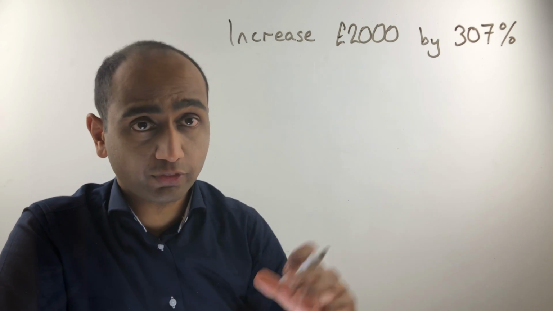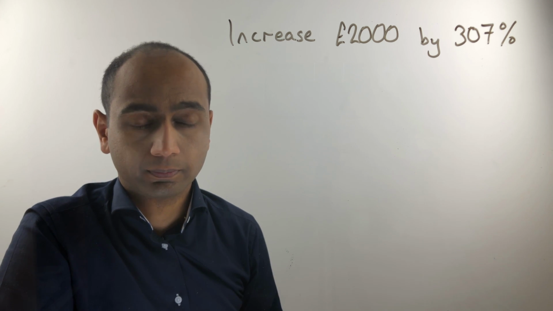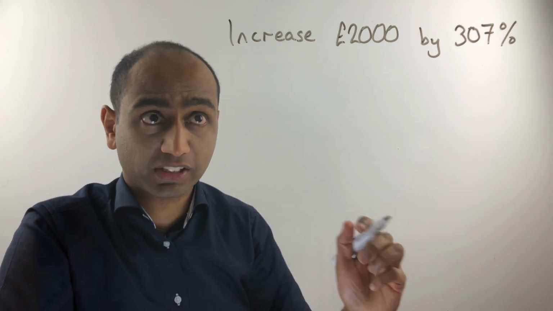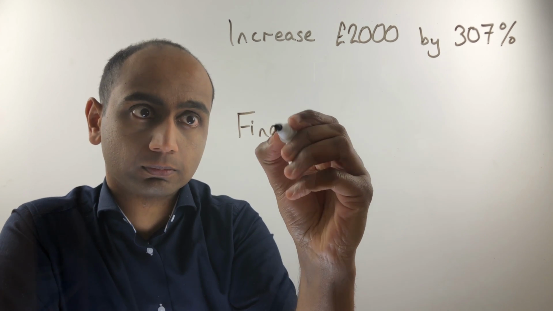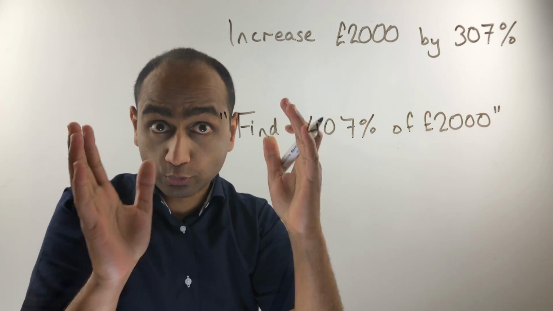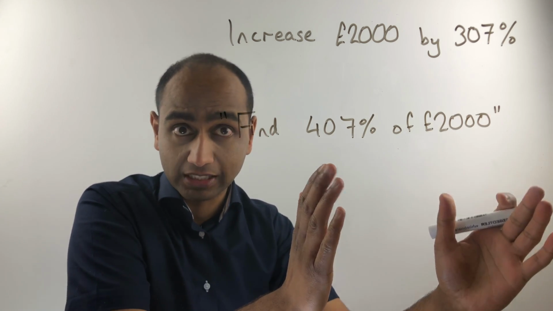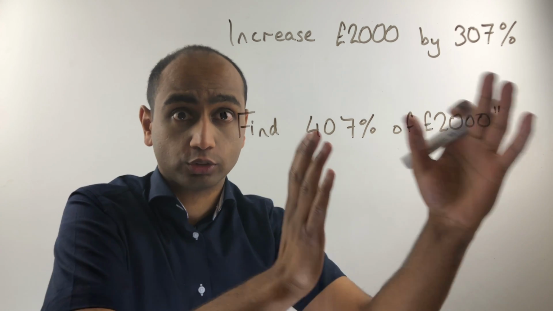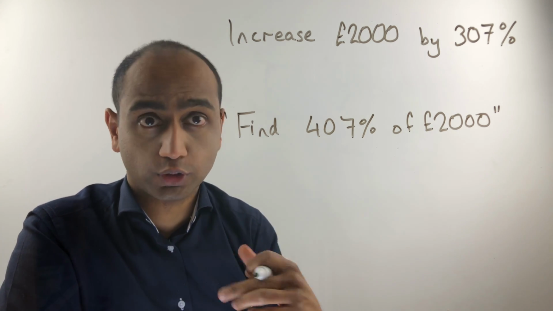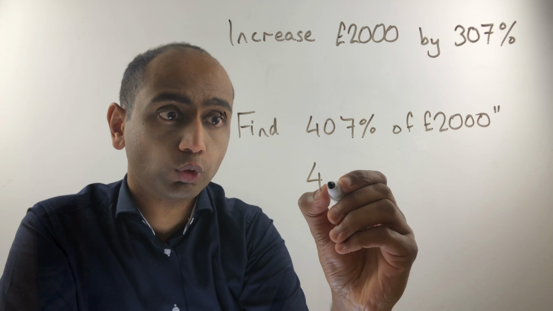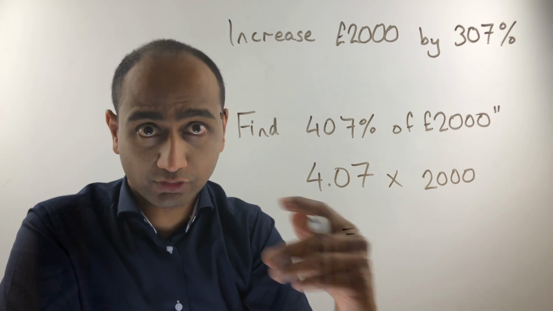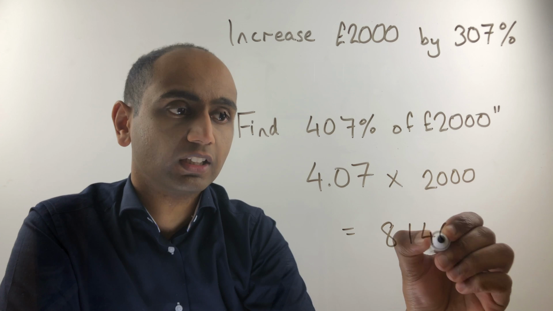Here's the final example. Pause the video and have a go at this one for yourself. Here's the answer. What we're doing is actually looking for 407% of £2,000. That's because you're increasing the original £2,000 by an extra 307%. So you've got the original 100% and you're adding on 307% of that on top. So we're looking for 407% of £2,000. Then to do this, we write 4.07 times 2,000, and that gives us an answer of £8,140.